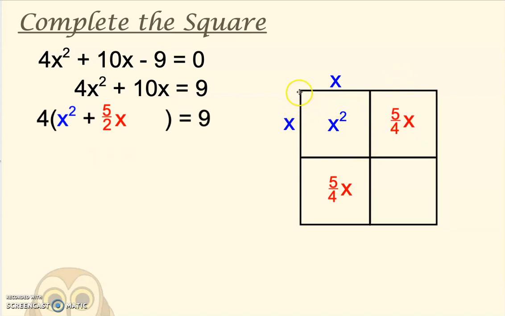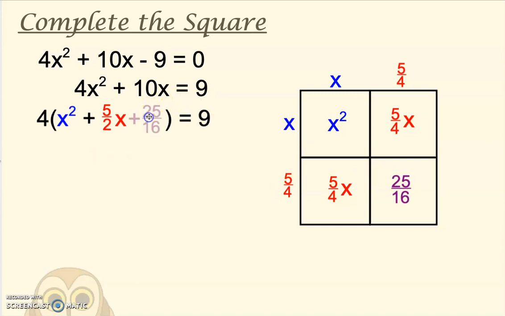So if this side here is x, what's this side here have to be? So we get 5/4 x. Well, that's 5/4, and this one's 5/4. Again, notice it's a square, so these two sides are equal.